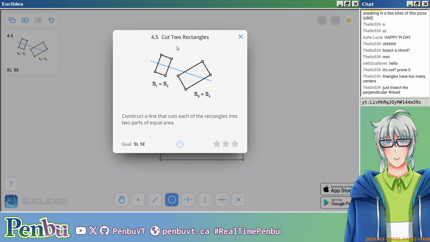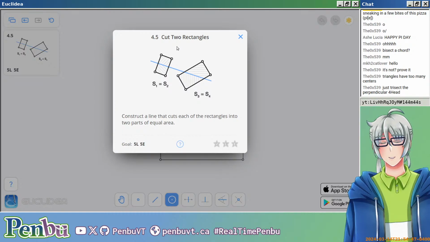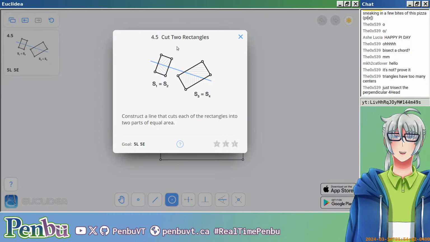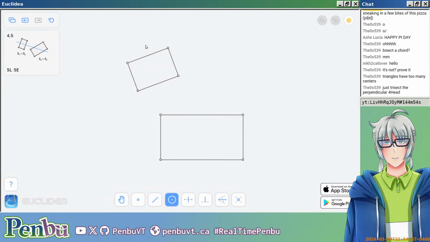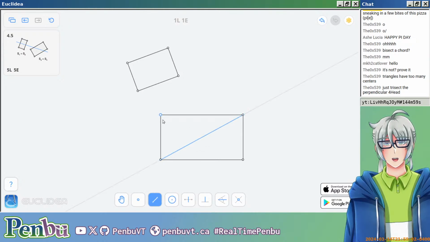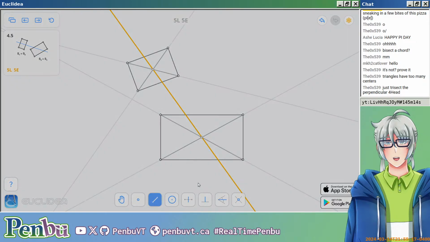Cut 2 rectangles. Construct a line that cuts each of the rectangles into 2 parts of equal area. Oh, maybe that was the sandwich theorem. So we learned from last time that if we find the midpoint, then any line that passes through the midpoint will cut the rectangle into 2 parts. So all we have to do is connect the 2 midpoints and we get that.